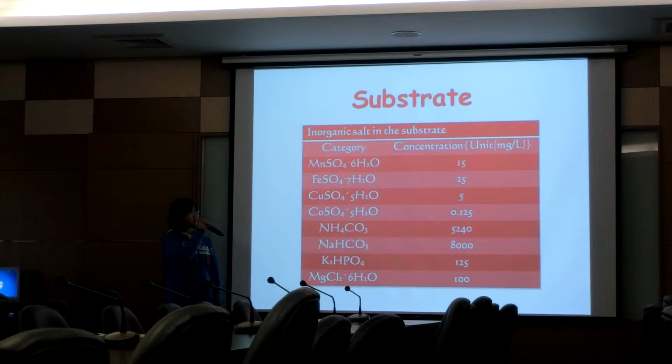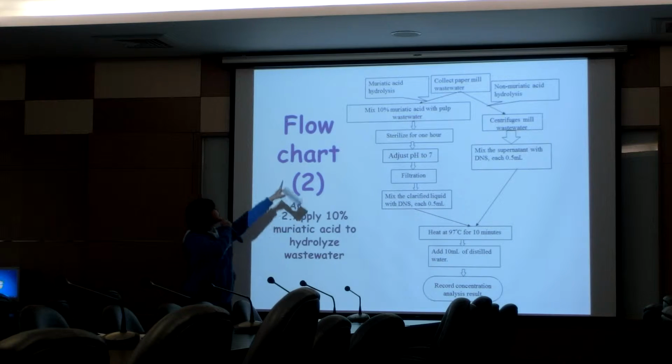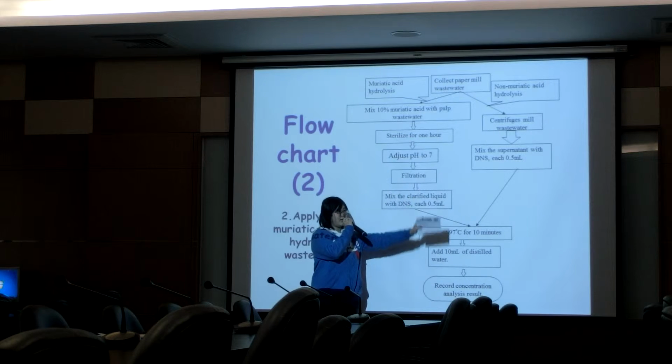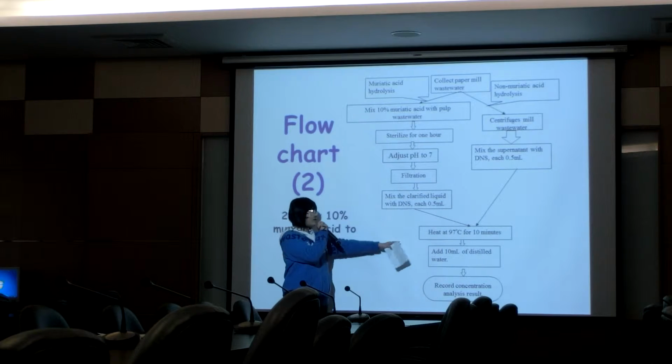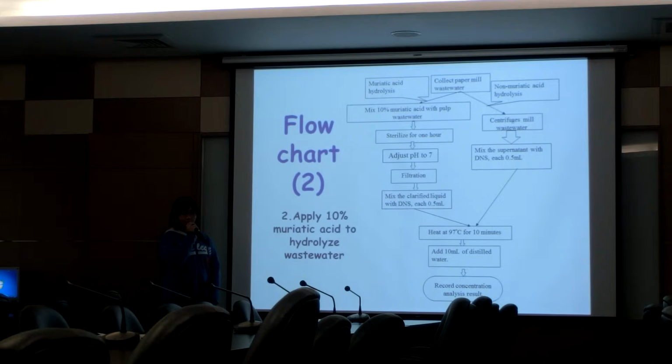This is the inorganic salt in the substrate. This is flow chart 2. Apply 10% muriatic acid to hydrolyze wastewater. First, we collect paper mill wastewater and separate them into muriatic acid hydrolysis and non-muriatic acid hydrolysis. Then through this process, we finally record concentration analysis result.